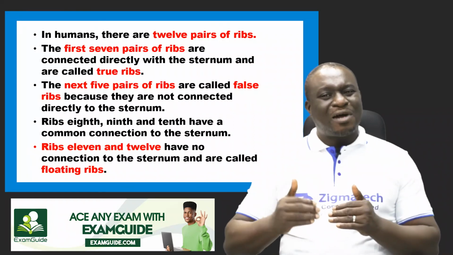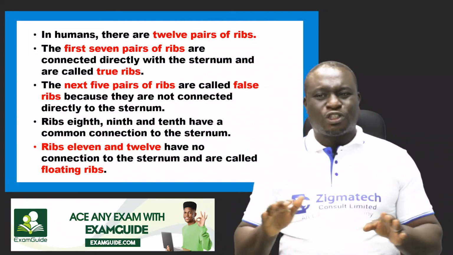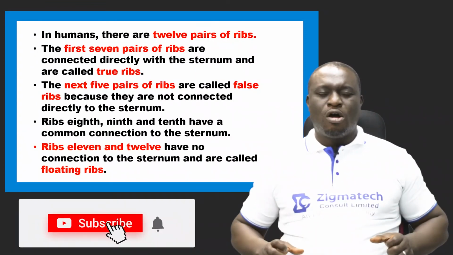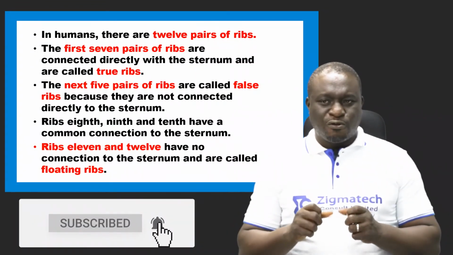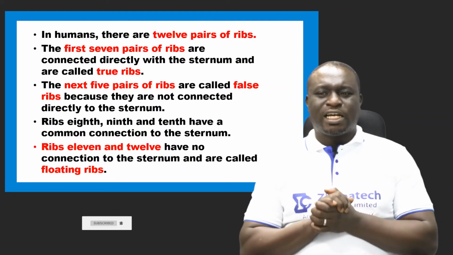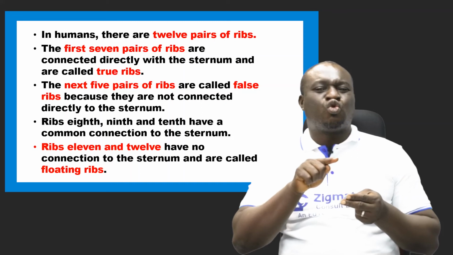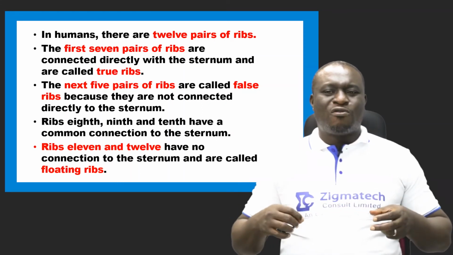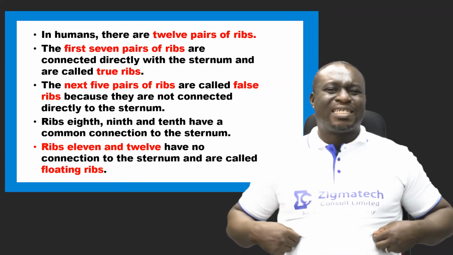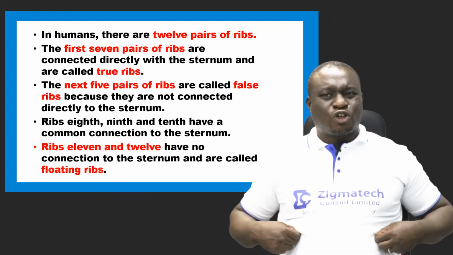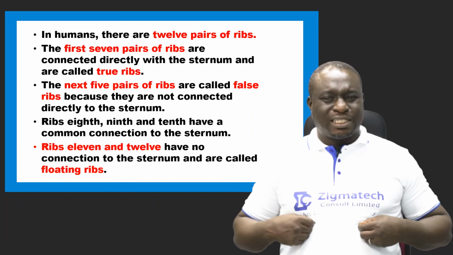Now, the next 5 pairs of ribs are not connected directly to the sternum, so they are referred to as false ribs. Now, if you take a look at the 11th and the 12th ribs, you will discover that they are not connected at all to the sternum.